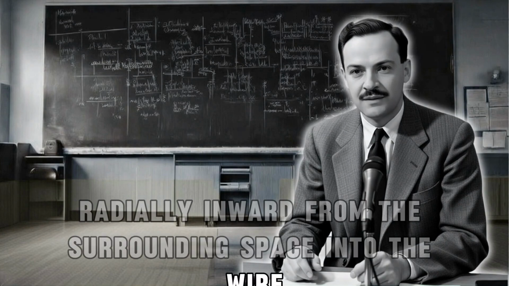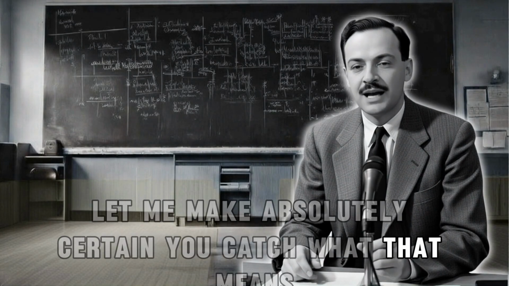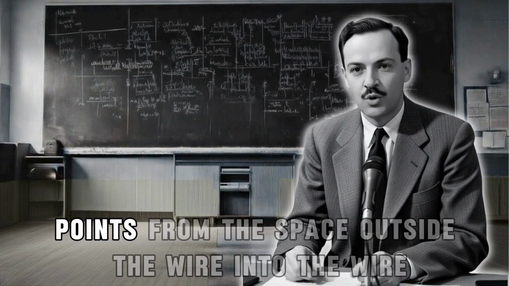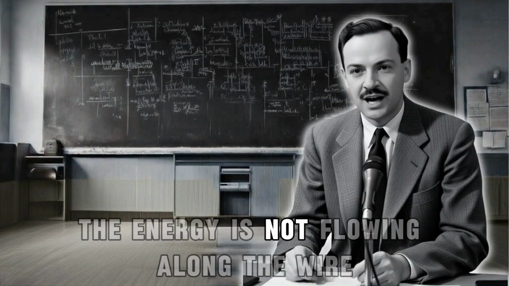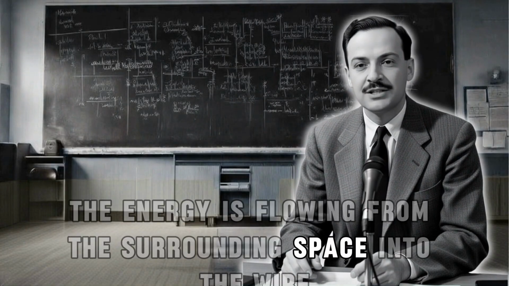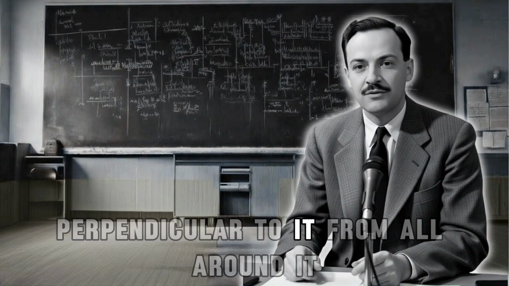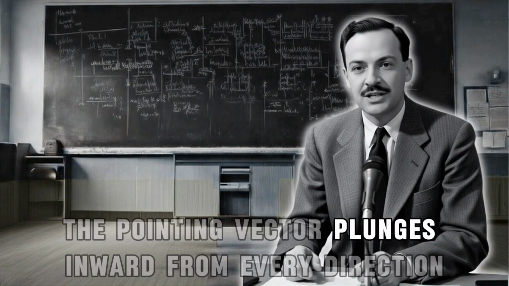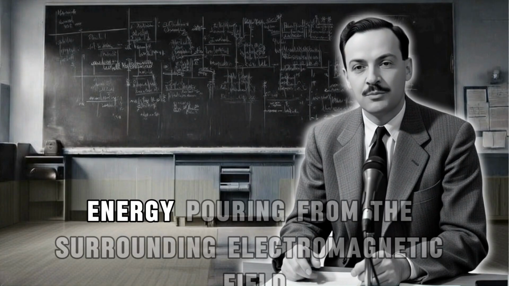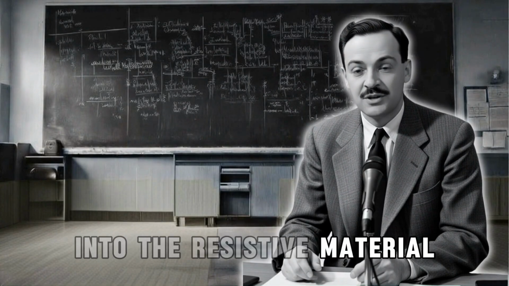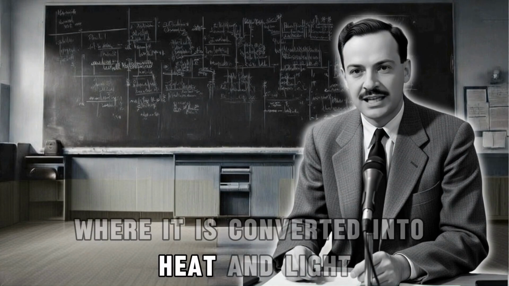into the wire. Let me make absolutely certain you catch what that means. The Poynting vector at the surface of a current-carrying wire points from the space outside the wire into the wire. The energy is not flowing along the wire. The energy is flowing from the surrounding space into the wire, perpendicular to it, from all around it. At a light bulb filament, the Poynting vector plunges inward from every direction, energy pouring from the surrounding electromagnetic field into the resistive material, where it is converted into heat and light.